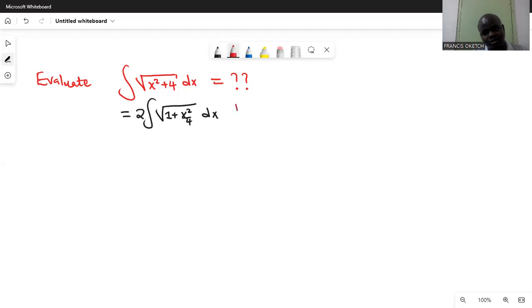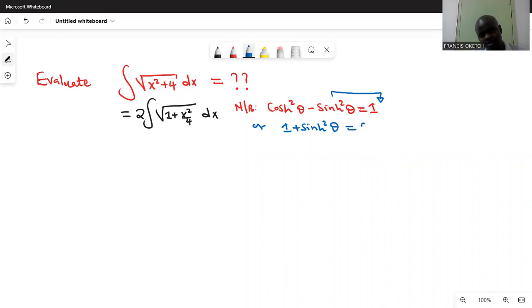So I want us to take note that the hyperbolic cosine squared of theta minus sine hyperbolic squared theta should always give us 1. So I want 1 plus what? 1 plus something squared. So if I take it to the right hand side, I am going to get that 1 plus sine hyperbolic squared theta is the same as cos hyperbolic squared theta.